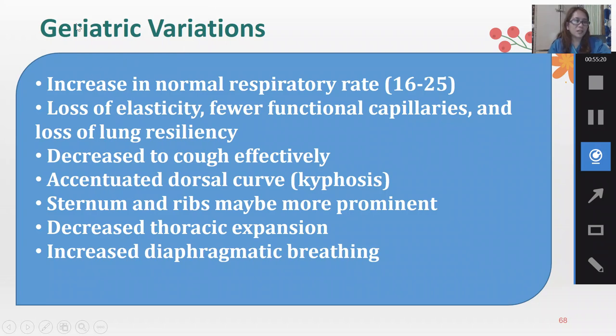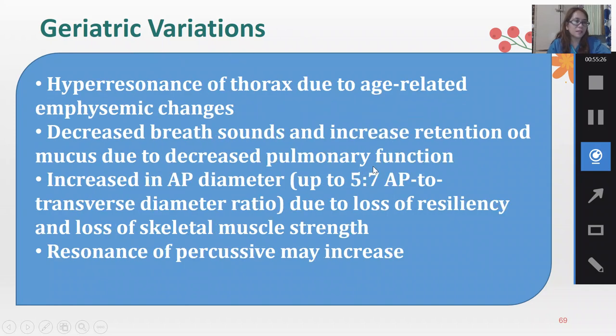For the geriatric clients, these are the senior clients, mga oldest natin. Okay, hyperresonance of thorax, also like the children, due to age-related emphysematous changes. So, hyperresonant na rin. Decreased breath sounds and increased retention of mucus due to decreased pulmonary function. There is an increase in anterior-posterior diameter up to 5 to 7 to transverse diameter ratio due to loss of resiliency and loss of skeletal muscle strength. So resonance on percussion may increase.